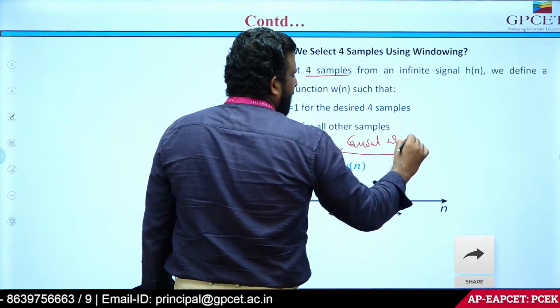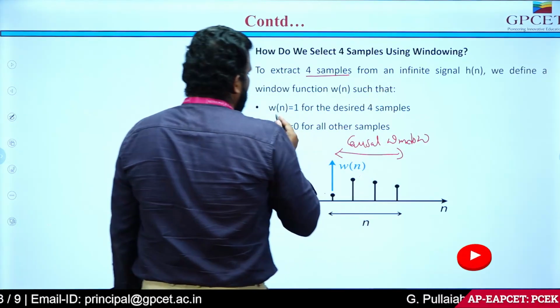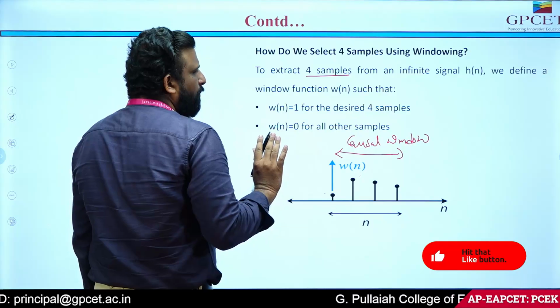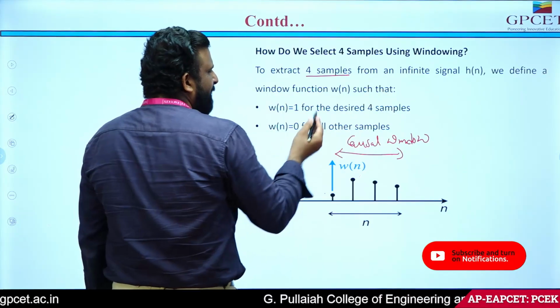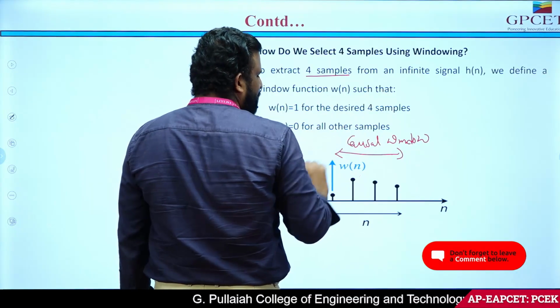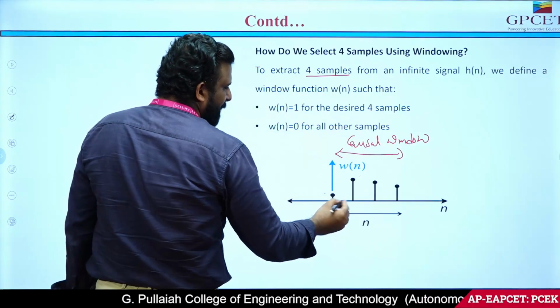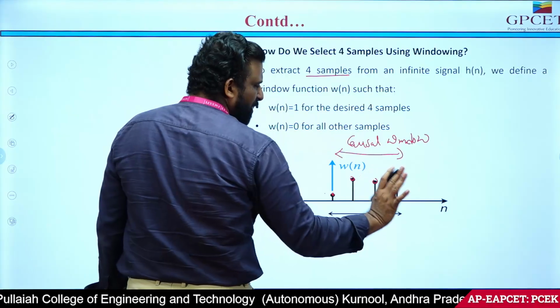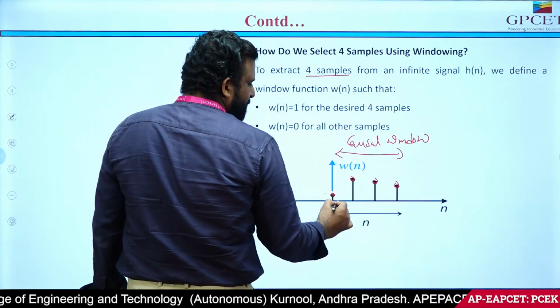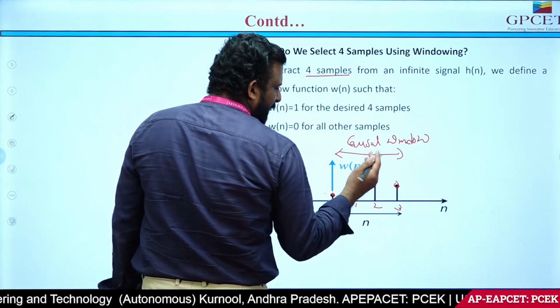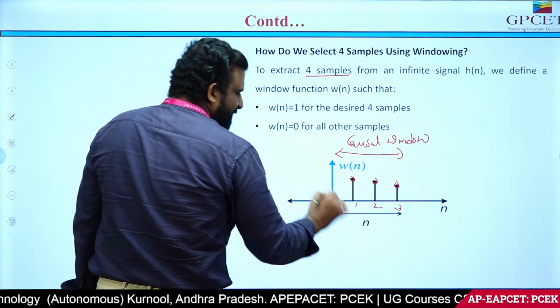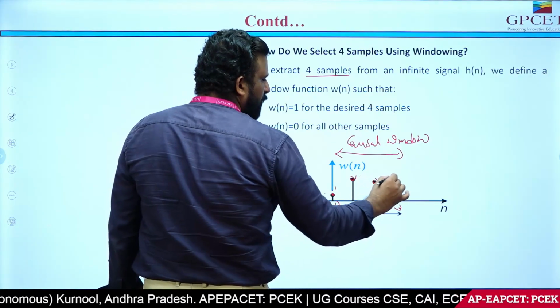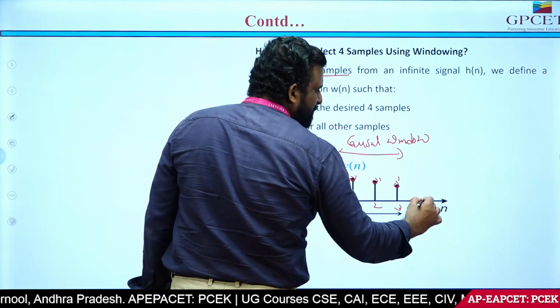Okay, so see here, W of n is equal to 1 for the desired 4 samples, and the rest of the samples will be equal to 0. So W of n is equal to 1 for the resulting samples. I need only 4 samples, that's why 0, 1, 2, 3. For these 4 samples, I will have the value all ones. The rest of the values will be equal to 0.